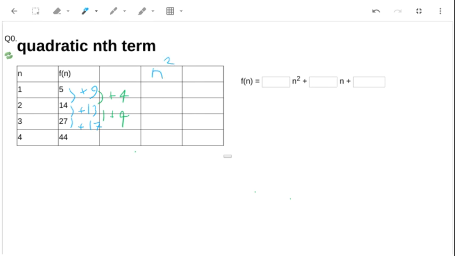So I'm going to add n squared. This is the first guess. And I'm just going to put in the values for n squared first. Now if I look at the gaps here, my first gap is +3, +5, +7, and then +2, +2.